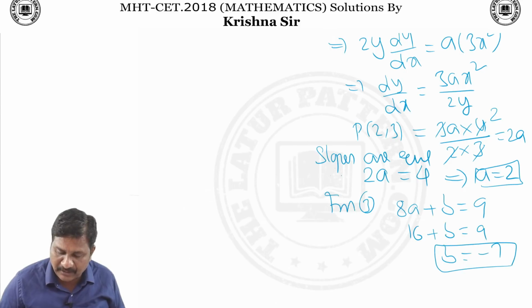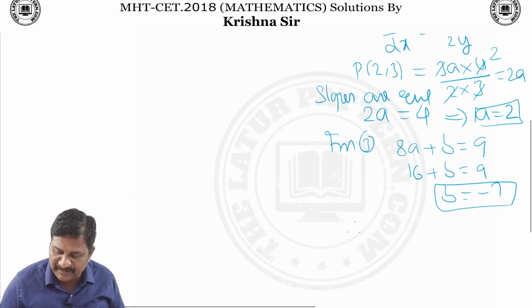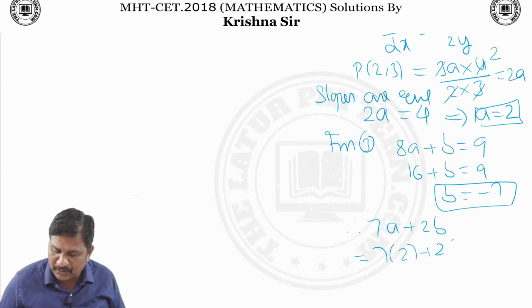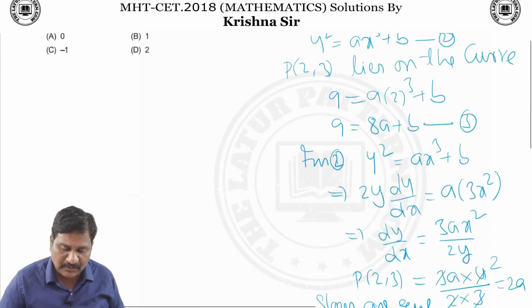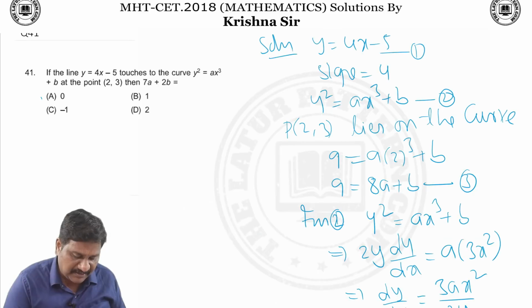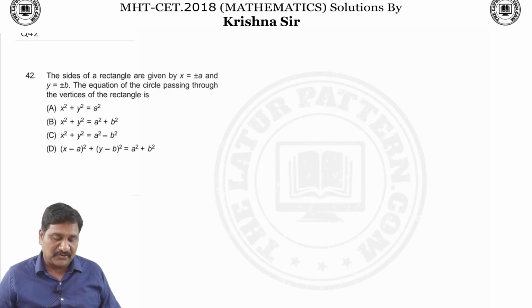Now we find out 7a plus 2b value. 7 into a plus 2 into b. 7 into a is 14, 2 into b is minus 14. So the sum is what? Positive, negative. We are getting 0. So from the options, answer is A. The solution of question number 42.